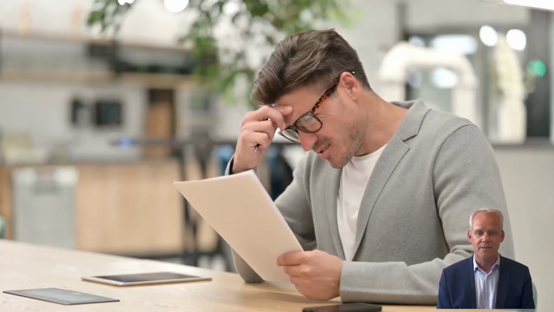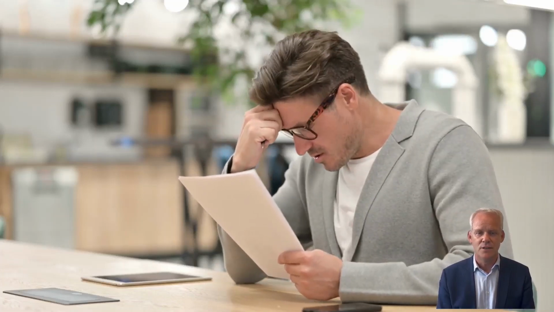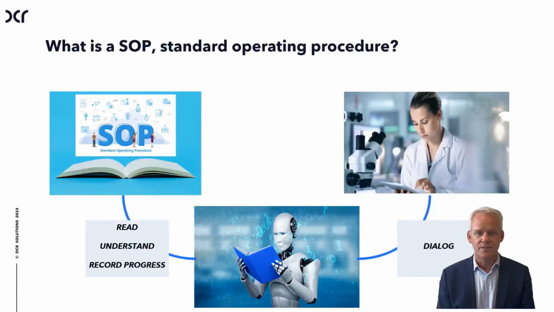Reading and understanding a document takes time, but with emerging technologies, we can expedite this process and access crucial information more efficiently. In a digital SOP, the robot reads and understands the text and records the progress on behalf of the employee. The robot can then help the employee in a dialogue, telling the employee what to do next, as well as informing them of important deadlines and tasks to complete.